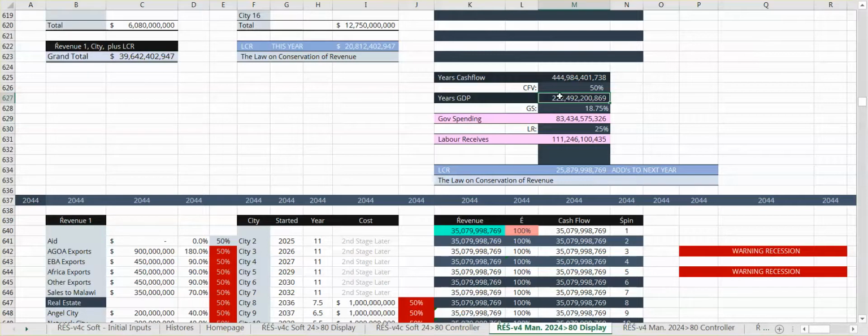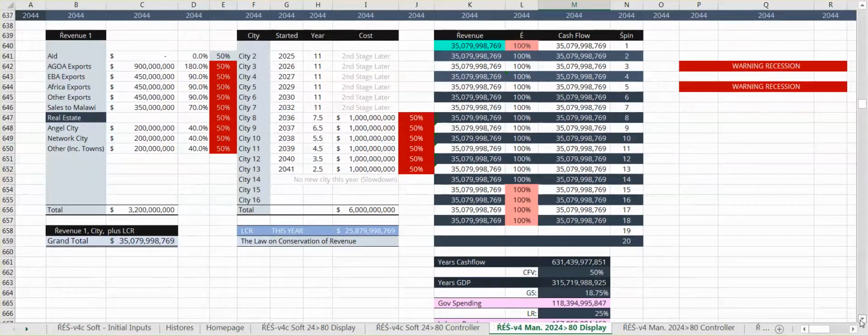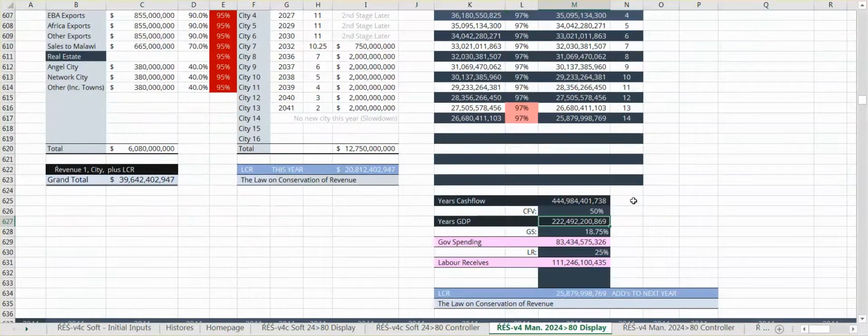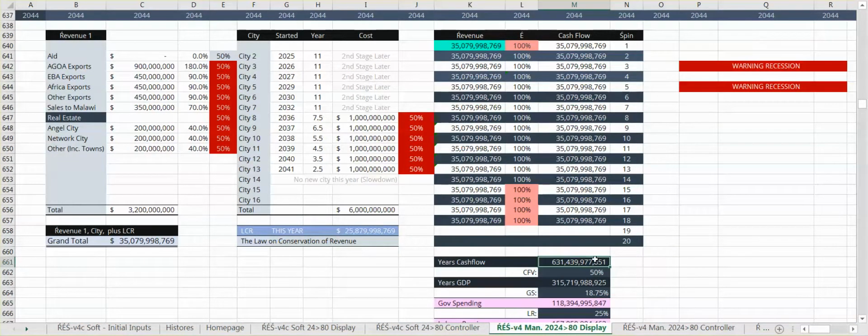In 2044, the recession hits, and in reaction, non-LRC revenue is halved, E increases to 100%, and Śpin increases to 18. In the first year of the recession, cash flow, GDP, government spending increased by 42%. We've gone from 444 cash flow to 631 cash flow as the recession hits.